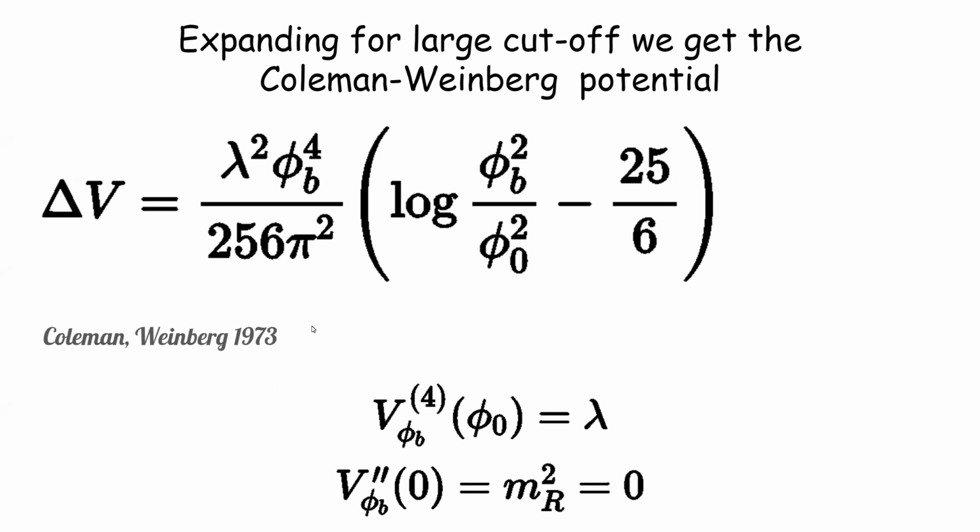Expanding for large cutoff, we obtain what is called, in a famous work by Coleman and Weinberg about summation of radiative corrections, imposing by renormalization conditions that the massless field should be massless after normalization, and introducing some arbitrary scale phi_0, where phi_b is the background field or classical field, after normalization we get that the effective potential has some correction like this. So this is a kind of quartic term plus a logarithmically running constant.